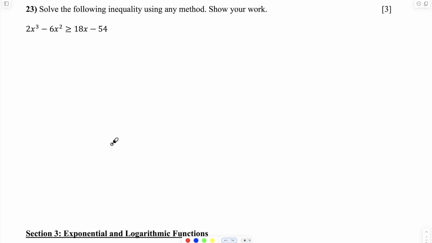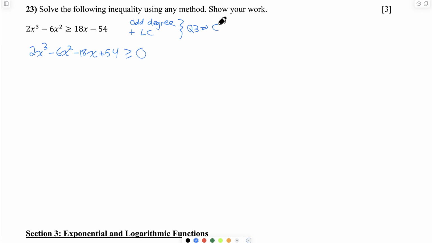23. Solve the following inequality using any method. Well, for a polynomial inequality, I like to solve those by graphing. So I'm going to start by moving everything to the left. And then if I want an accurate graph of this, well, I know it is odd degree and a positive leading coefficient. So based on that information, I know it's going from Q3 to Q1, right? Odd degree starts and finishes on opposite sides of the x-axis.